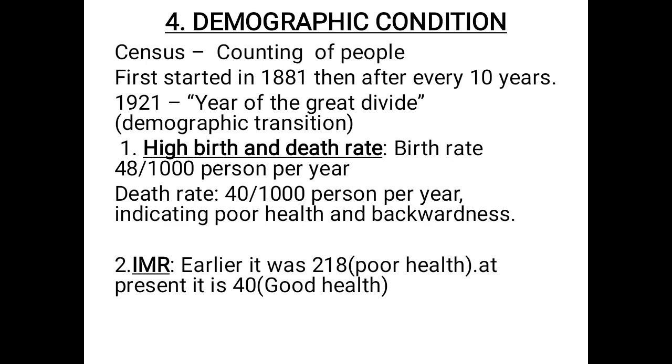Number 1, high birth and death rate. Birth rate is the number of live births per 1,000 persons per year. What was the birth rate at that time? 48. And the death rate was 40 out of 1,000 per year. This figure indicates poor health and backwardness of the country. So high birth and high death rates were there in the colonial period.